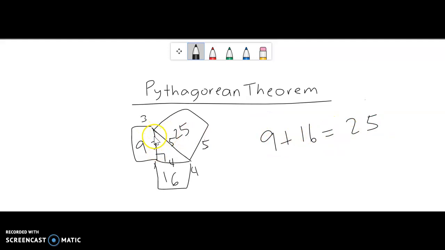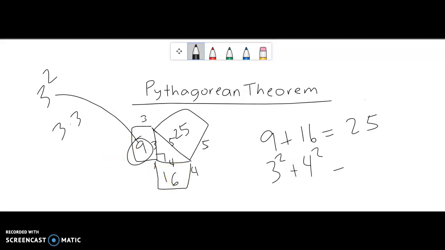So if you take this number and you square it, meaning you multiply by the same number, remember that 3 squared is the same thing as 3 times 3. So what you did right here to get 9 was 3 times 3, which is 3 squared. The way you got 16 was 4 times 4, which was 4 squared. And the way you got 25 was 5 squared. And you're going to have this every single time. You're going to see that a squared plus b squared equals c squared.